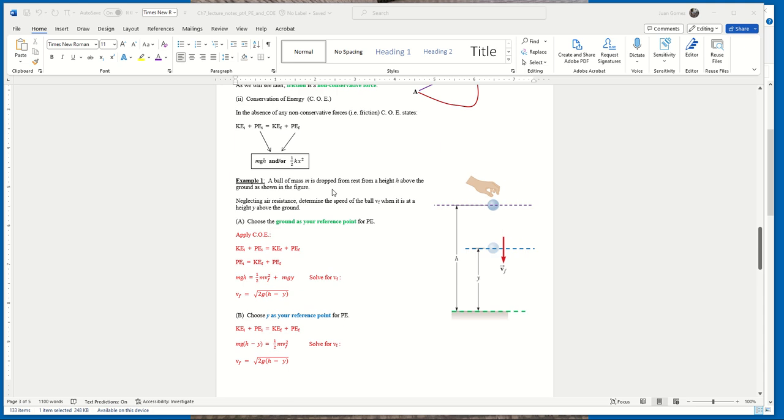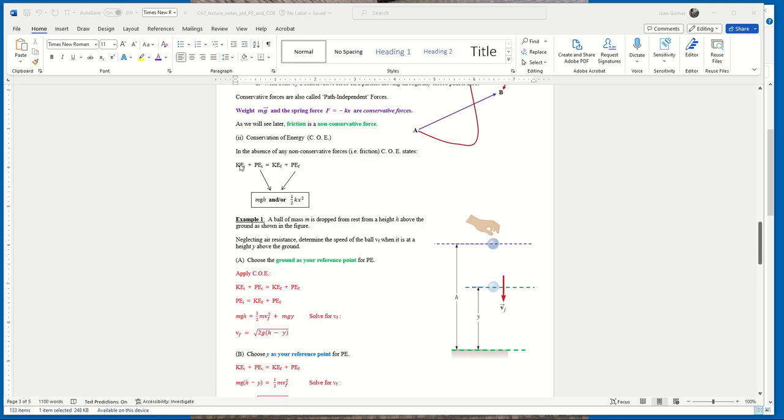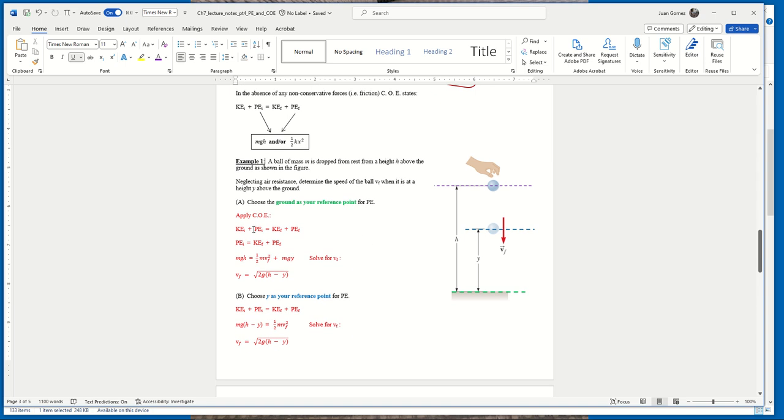Conservation of energy means we always start off with this equation right here: KE initial plus PE initial equals KE final plus PE final. The PE could be mgh and/or 1/2 kx squared. Obviously in example 1, it's just mgh. But I'm going to start off with the equation: KE initial plus PE initial equals KE final plus PE final.